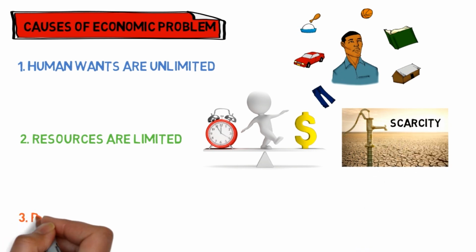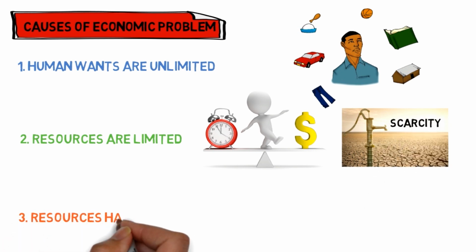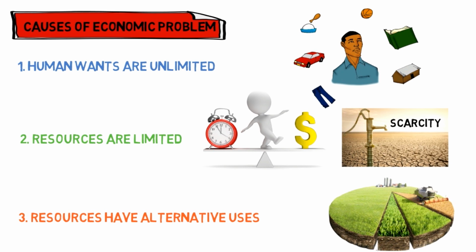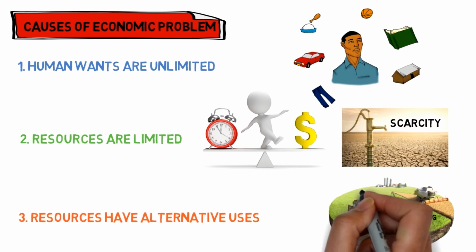The third cause is that resources have alternative uses. That means all the resources have more than one use. For example, land has many uses. We can use it for farming, it can be used for shelter, or it can be used for setting up factories.